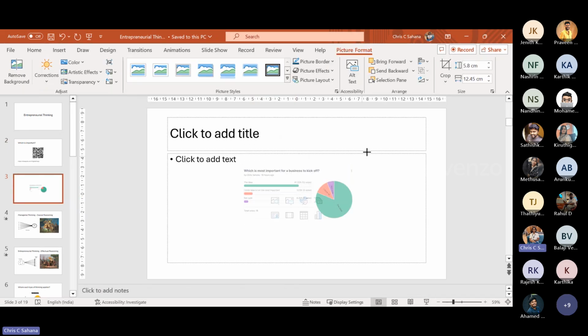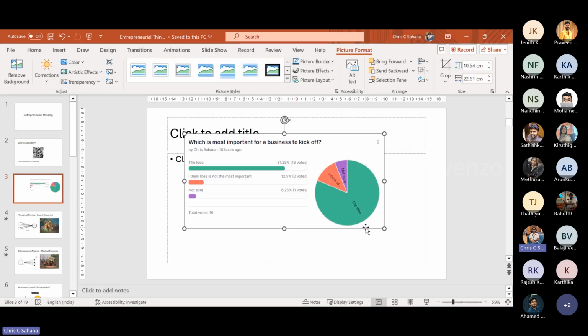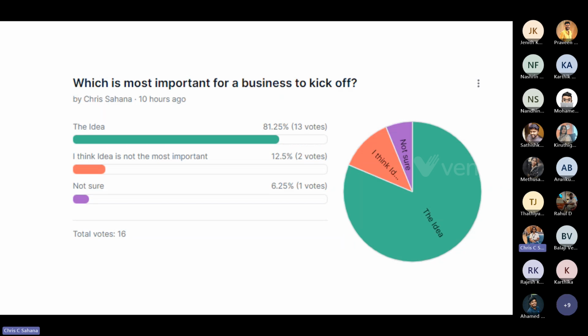So here is the result. I also wanted to show it to you all. We have 13 who say the idea is the most important, and then there are 2 who say that they don't think the idea is most important, and one honest soul who said that he or she is not sure. Okay, so let's look back on this in a while, and we'll try to understand the right answer to this. So moving on.